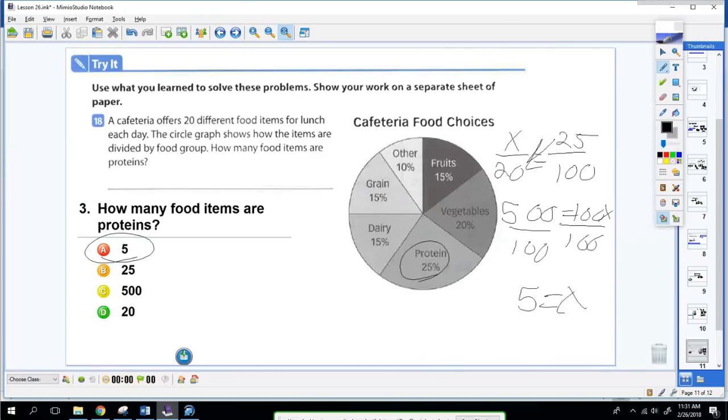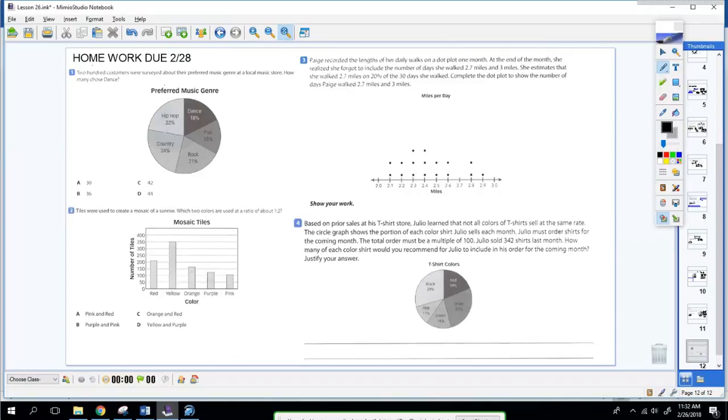All right, so this is lesson 26. It's very straightforward. Again, the main idea is setting up proportions. And you only have 4 problems for your homework.